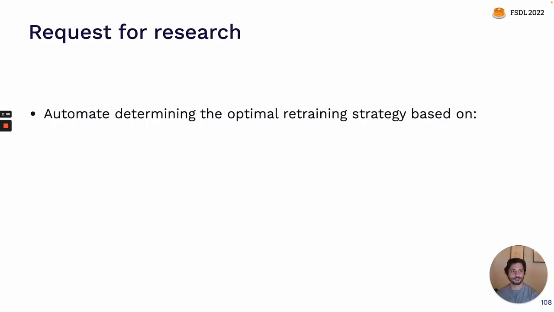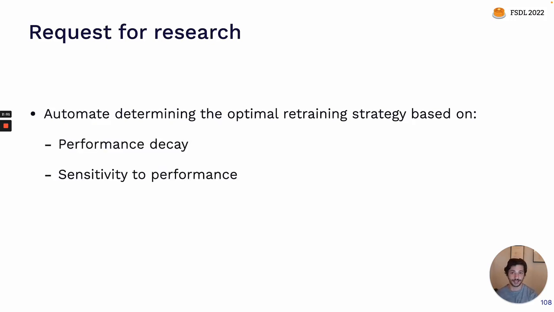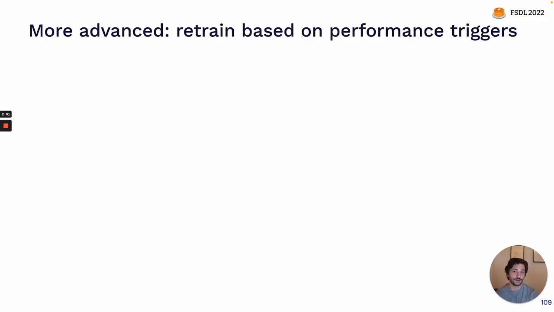A request I have for research is, I think it'd be great, and I think it's very feasible, to have a technique that would automatically determine the optimal retraining strategy based on how performance tends to decay, how sensitive you are to that performance decay, your operational costs, and your retraining costs. So I think eventually we won't need to do the manual data analysis every single time to determine this retraining frequency. If you're more advanced, then the other thing that you can consider doing is retraining based on performance triggers.